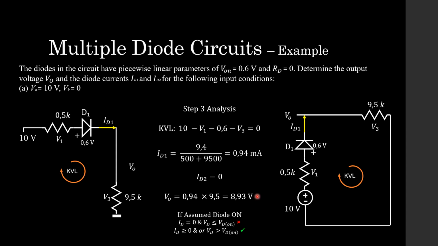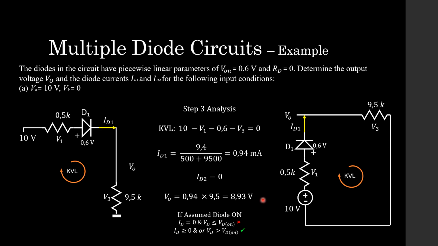So now, students, we need to check. Remember, step 4, we need to check whether our assumptions were correct. We assumed that diode 1 was on. Because we assumed diode 1 was on, for our assumption to be valid, the green tick, the current needs to be greater than or equal to 0. Aha, 0.94 milliamps. Last time I checked, that is greater than 0. We don't even have to bother with the diode voltage because it is an AND condition. So we've already got this.